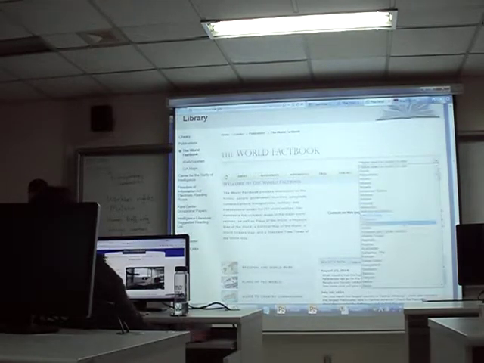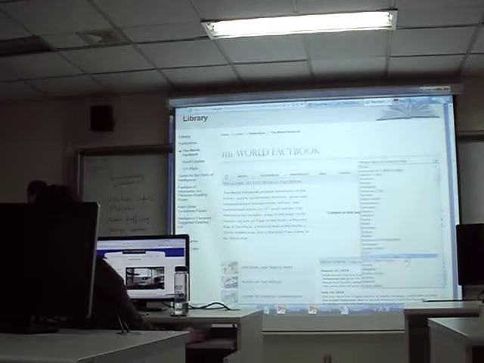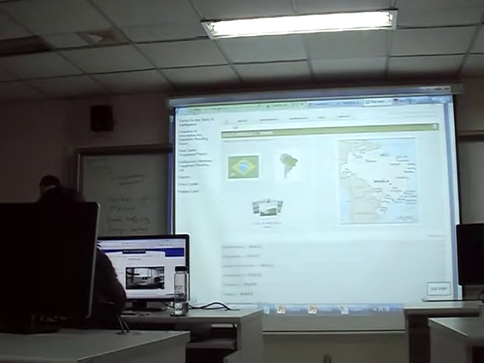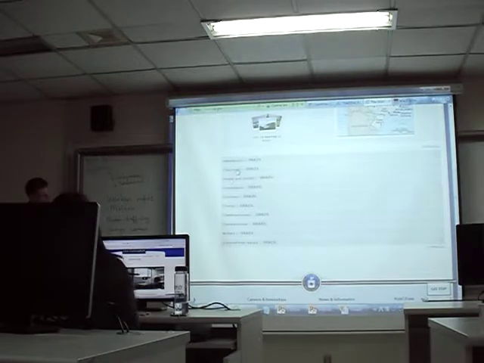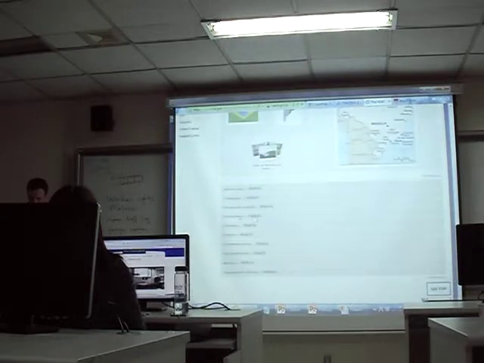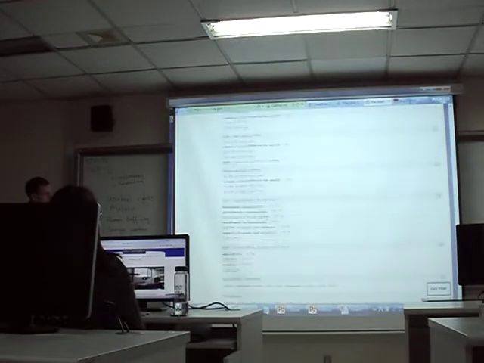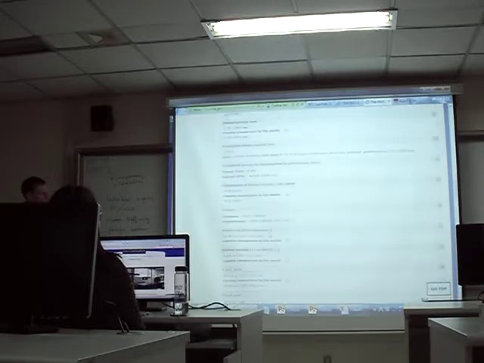Again, we can select Brazil. And it tells us the flag and so on, the geography, people and society, government, economy. We're more interested in the economy and politics. People and society and government are related to politics, military. If we click on the economy in Brazil, it tells us about their economy, makes a report of their GDP and industries, unemployment rate.